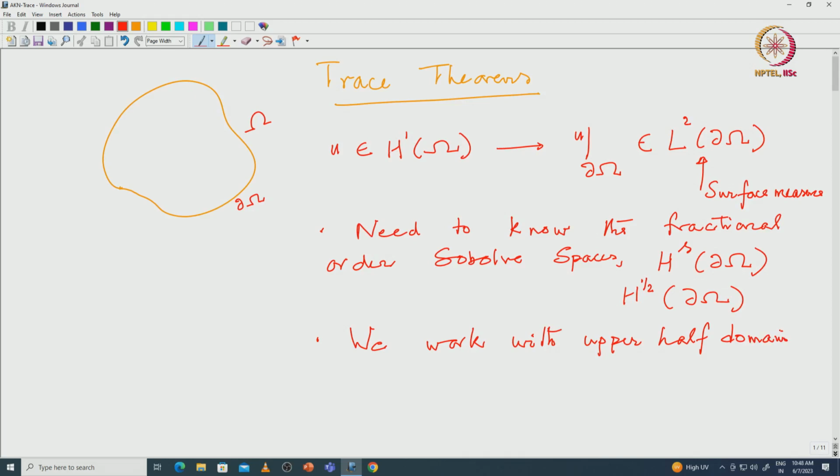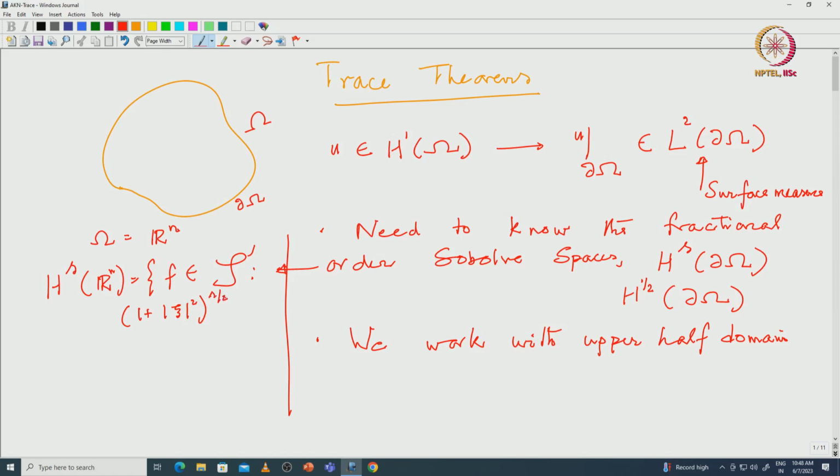The thing is that when omega is a general domain, the fractional order Sobolev spaces are difficult to define, but when the space is Rn, as you have already seen via the Fourier transform, you can define Hs of Rn as the set of all tempered distributions f such that (1 plus mod psi squared) whole power s by 2 times f hat is in L2 of R, and this is defined for all s in R. You see, so you can define all the Sobolev spaces for all s in R. Yeah, so we are going to use Rn plus whose boundary is Rn minus 1. On that Rn minus 1 you can define Hs spaces, and that is what we get.